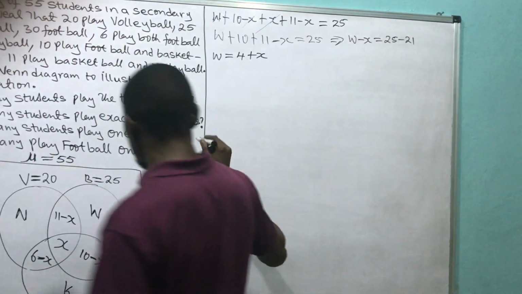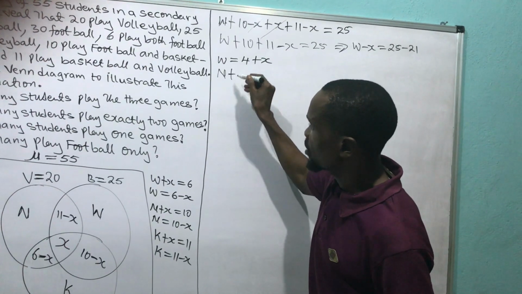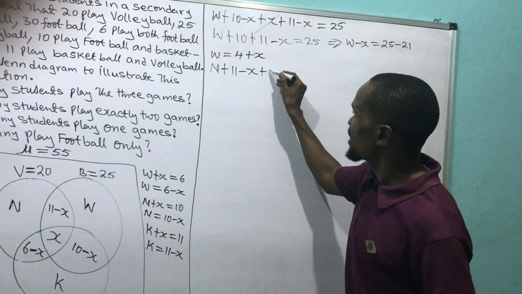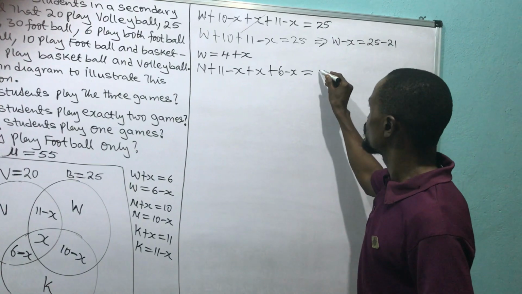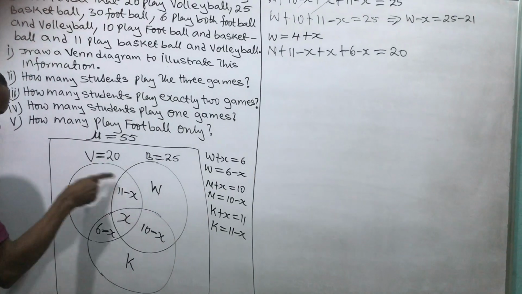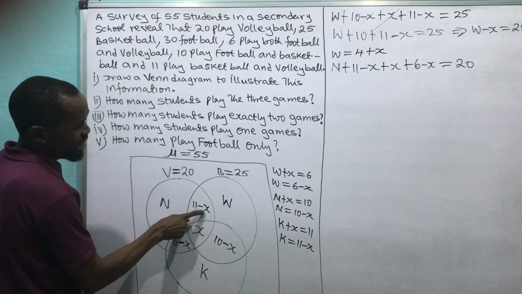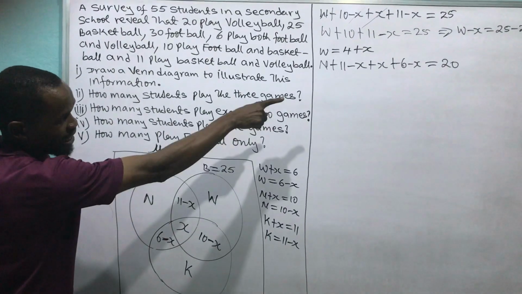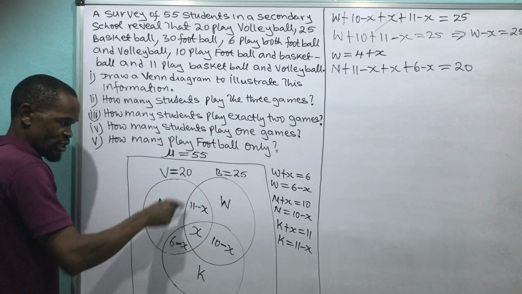Then I can say as well that this circle, which is N plus 11 minus X, then plus X, plus 6 minus X, is equal to 20. Let us look at the circle I'm considering, the circle of volleyball. I'm saying N plus 11 minus X plus X plus 6 minus X. That's what I'm talking about. The volleyball circle is equal to 20.